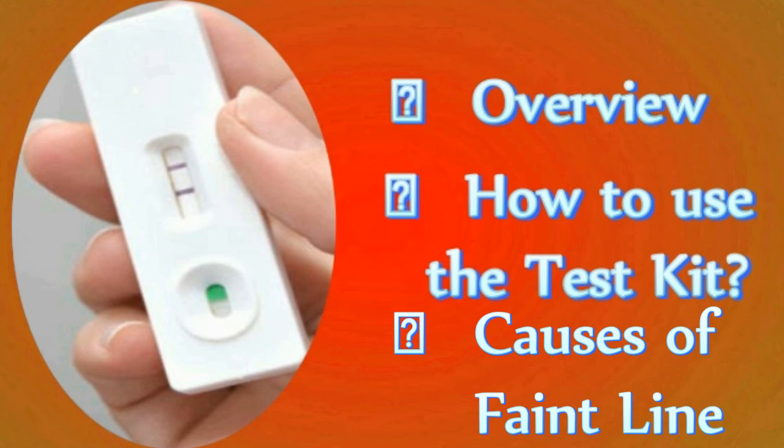Dilution of the urine sample may give a faint line even if you are 15 to 20 days pregnant. For getting an accurate result, you need to use the first morning urine as a sample. This is because your urine gets diluted with frequency, and due to consumption of water or any other liquid.